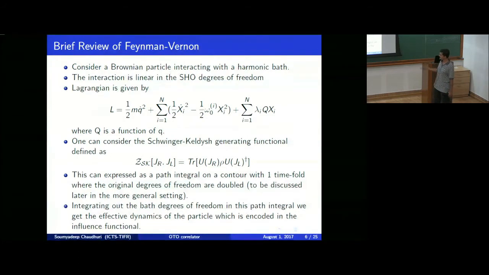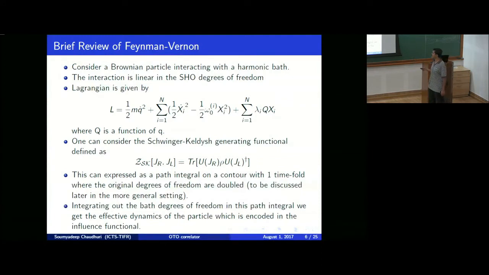As I mentioned, I'll discuss a generalization of this, so I'll not go into detail right now. But basically what one can do is that one can differentiate with respect to these sources and get correlation functions in this Schwinger-Keldysh formalism.